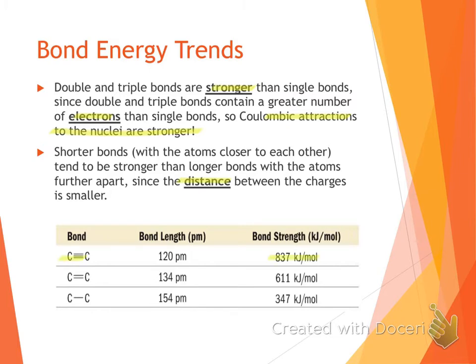Our triple bond is the strongest. It is also the shortest. The double bond is a little bit longer, also a little bit weaker. It's not going to take as much energy to break. The single bond is the longest bond, and it also has the lowest bond strength. That means it's going to take the least amount of energy to break it. So it takes 347 kilojoules per mole of those carbon-to-carbon single bonds to break them, and 347 kilojoules of energy will be released when we form that new bond.